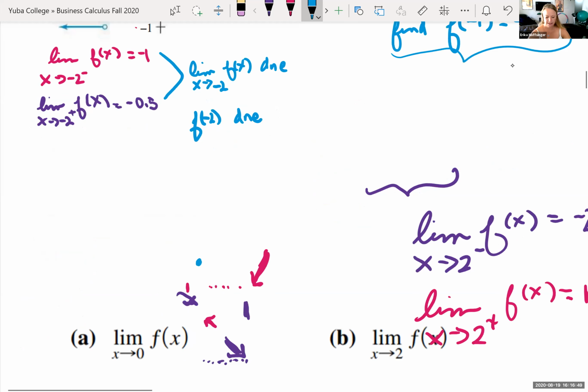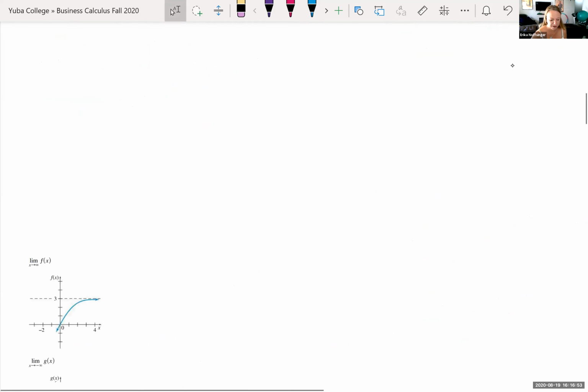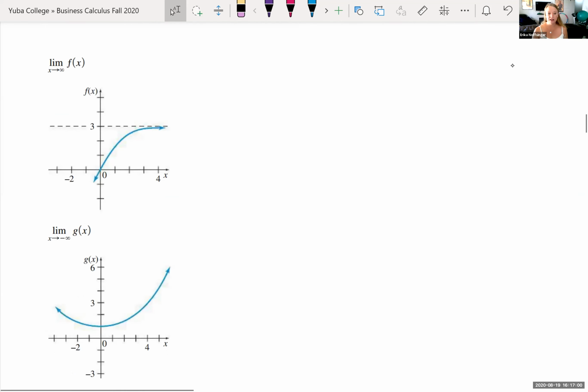Okay, so let me jump down. I kind of copied and pasted in. Actually, maybe before we jump into algebraic again, we can also look at limits as they go to positive infinity or negative infinity. So basically, we're not looking at one particular x value that the graph is going towards, but we're looking at the end behaviors of the graph.